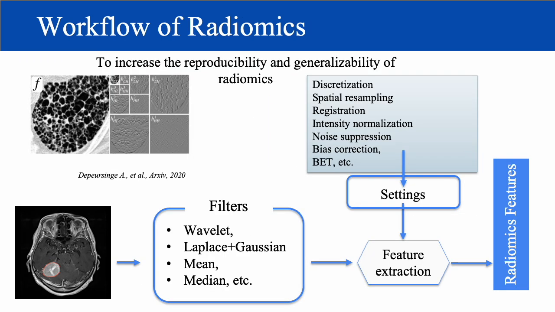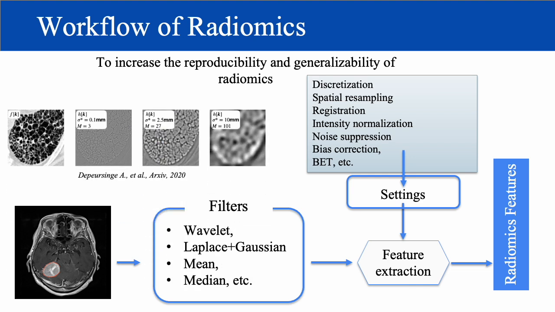If you look at the steps more closely, to increase the reproducibility and generalizability of radiomics, several preprocessing techniques are applied before feature extraction. Discretization, spatial resampling, registration, normalization are some of them. Filters are applied to enhance details, identify recurrent patterns, eliminate noise, and enhance edges, therefore increasing the number of features. For instance, wavelet is used to enhance specific frequency components from the images. Laplacian of Gaussian is applied to enhance edges and fine details while suppressing the noise with Gaussian filtering.